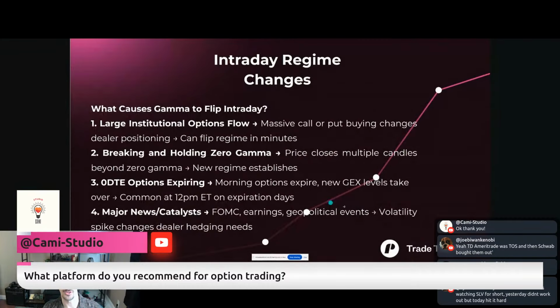All right, getting back into the lesson here, guys. What do we got in store? So intraday regime changes. What do they look like? What are they? What causes a gamma level to flip intraday? So remember these gamma flip levels. That's what's referred to as zero gamma. So zero gamma means that the delta for market maker positioning on whatever time frame we're looking at is neutral, is flat. Essentially, this is the area where it flips.